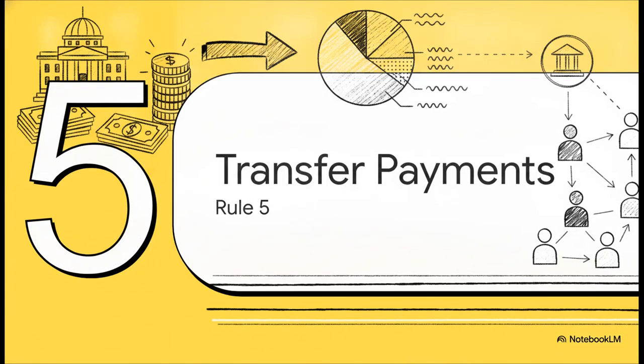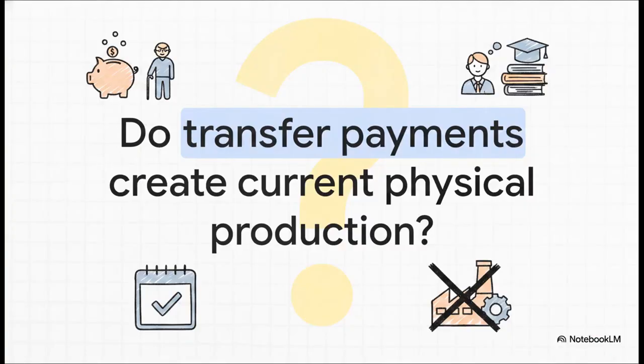Rule 5. Excluding transfer payments. Our final exclusion targets government expenditure. Governments spend massive amounts of money, obviously, but as rigorous accountants, we know not all government spending is created equal. So I want to pose this direct question to you. Does government expenditure on transfer payments like old age pensions, unemployment relief, or student scholarships, does that create current physical production? Apply the framework we just discussed.